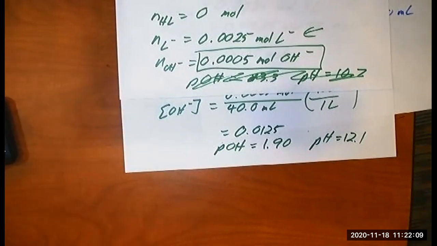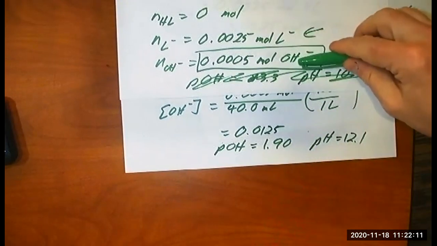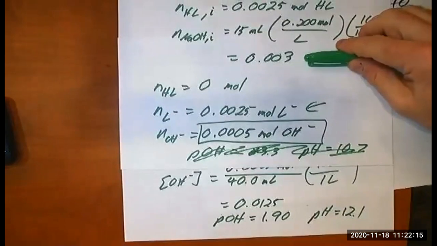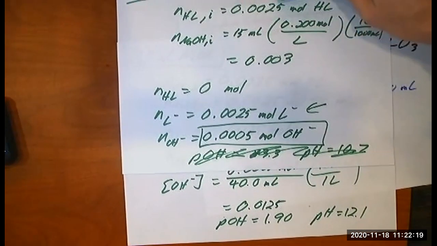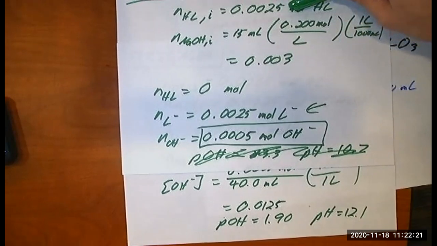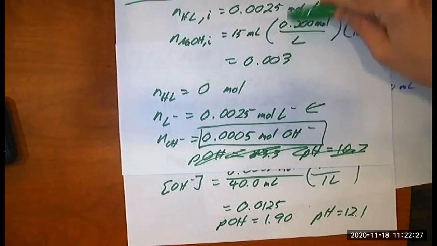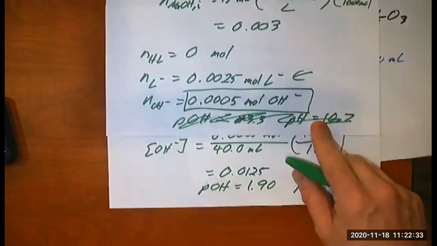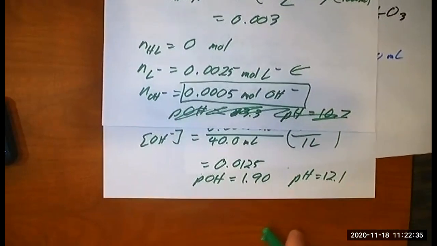Question from the chat, how did you get the moles of OH minus? So we started with 0.003 moles of sodium hydroxide. 0.0025 of that was reacted away as we converted HL into A minus, and so the amount that's left over is simply the difference of these two, so 0.0005 moles. Welcome.